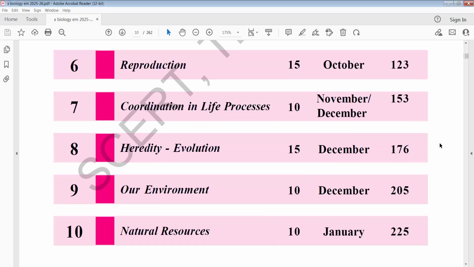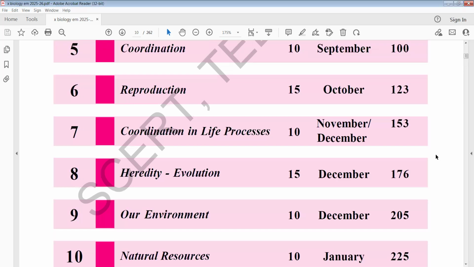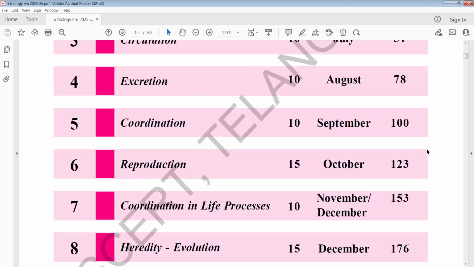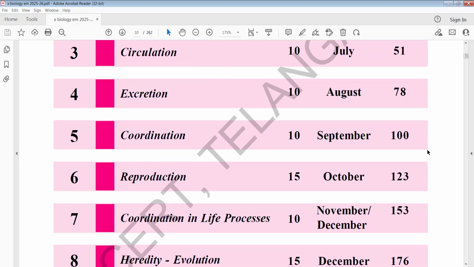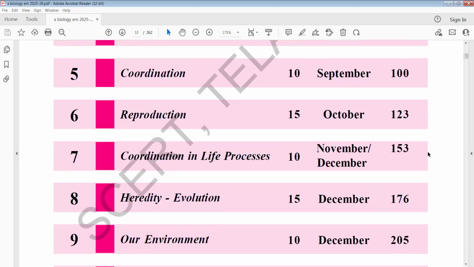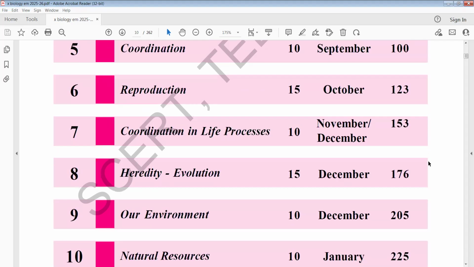So in the examination level, the major chapters, up to 6 chapters, cover nearly 30 marks. So major questions come from these 6. The important chapters are nutrition, respiration, circulation, excretion, coordination, and reproduction. Whereas sometimes heredity and evolution also is an important chapter in 10th class biology.